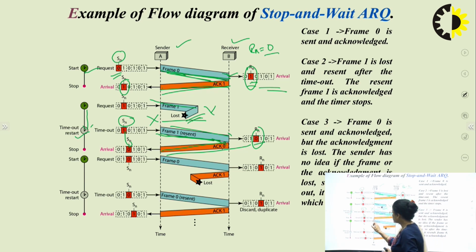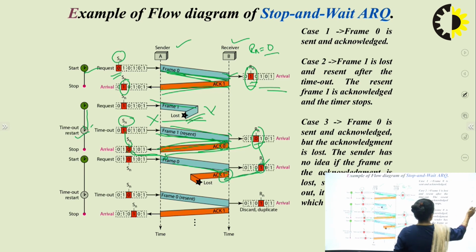So if the acknowledgement number is 0, that means the next frame that is expected is the 0th frame. And once we receive the acknowledgement signal, the next frame, the 0th frame, is transmitted. Once this is received, Rn will again be incremented from 0, it becomes 1. That means the next frame that is expected is the 1st frame.